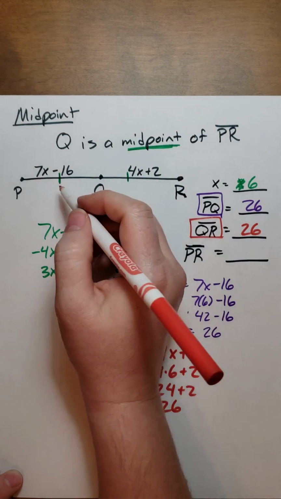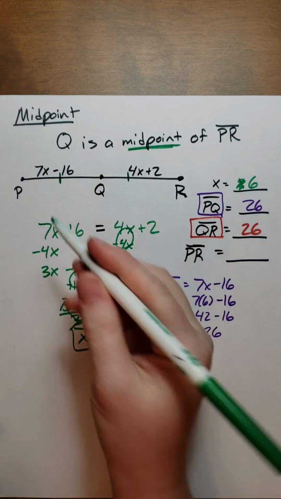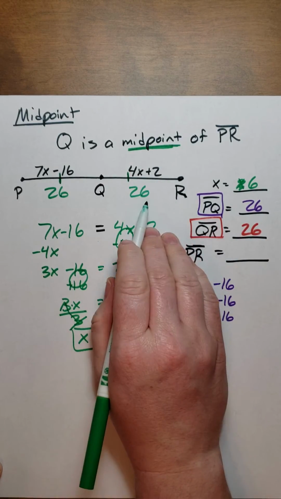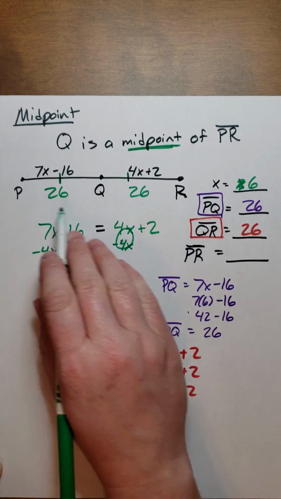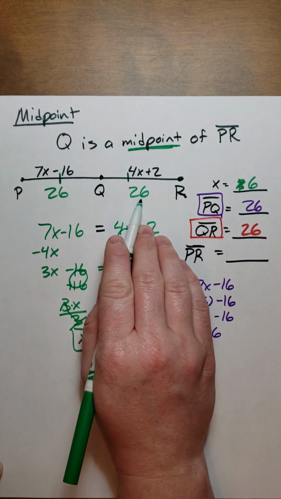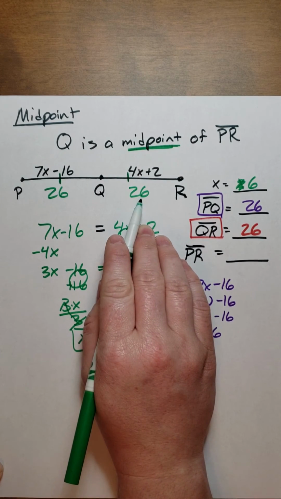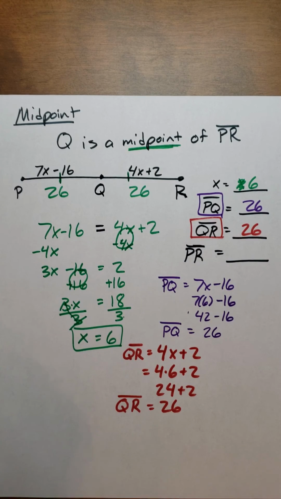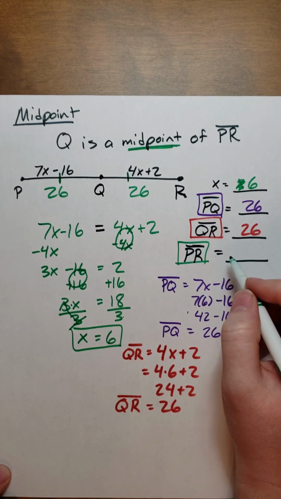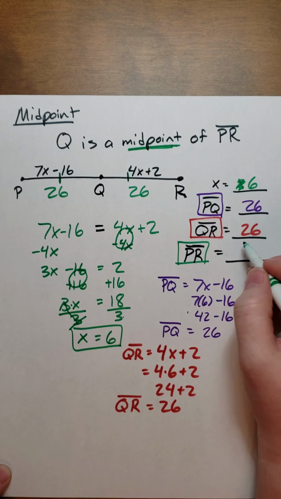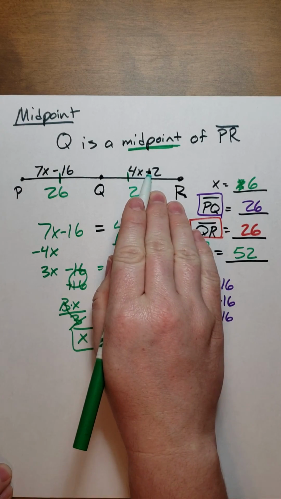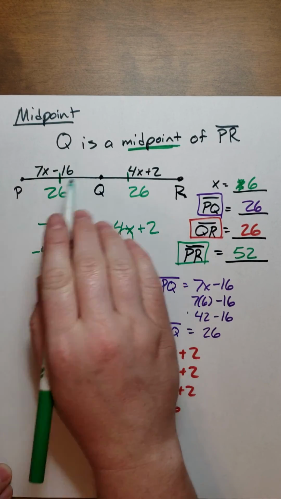Which does make sense because if we know that this is 26, we know that it's congruent, so this is also 26. And when we're looking for the entire distance of PR, we're going to add these together or multiply by 2, which is going to give us a value of, let me do this in green. So PR in this case is 52. Another way to do that is you can add these together and input x, but that's a lot of work.